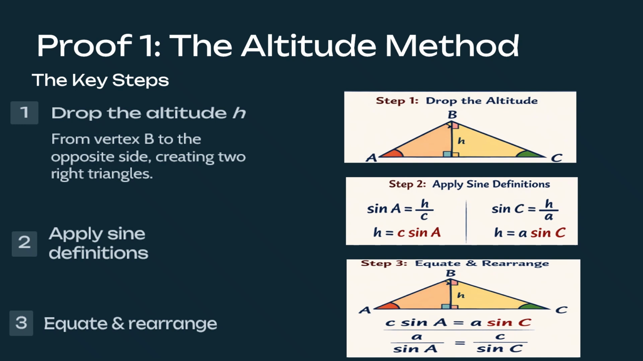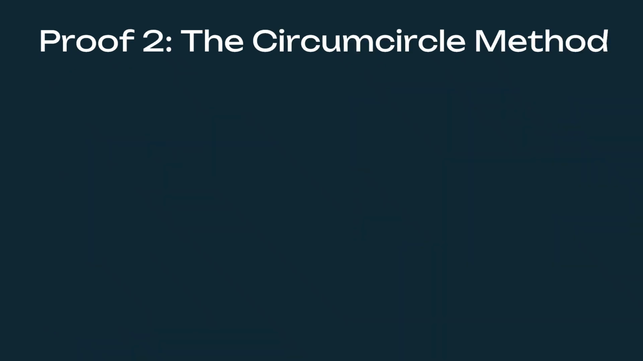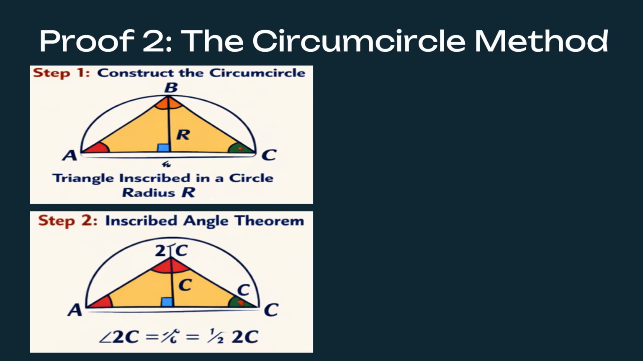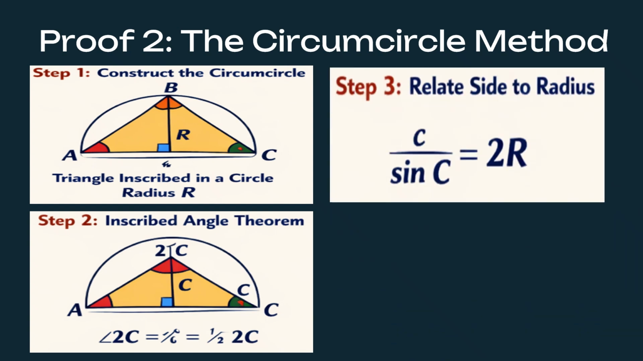Another elegant way to prove the law of sines is through the circumcircle method. Step 1. Construct the circumcircle. Every triangle can be inscribed in a circle called the circumcircle with radius r. Step 2. Apply the inscribed angle theorem. This theorem tells us that an inscribed angle is exactly half the central angle subtending the same arc. Step 3. Relate side to radius. Take side c, opposite angle C. By applying the sine definition in the circle, we find side c divided by sine of C is equal to 2r.